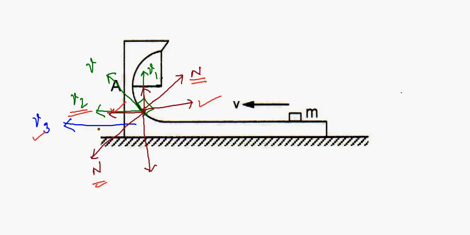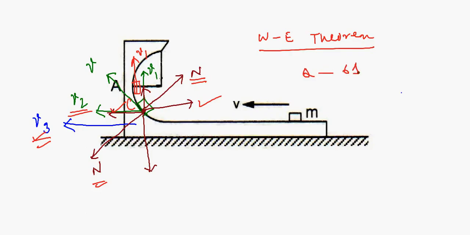If the question is to find the value of v3 at any point in the curve other than the point A, let's say at the point C, then with this much of data, the problem can't be solved. To find v1, v2 or v3 at any point in the curve, or even at the point A, to find the value of v1, we require the work energy theorem, the details of which we will discuss while we go through question number 61 of H.C. Verma.